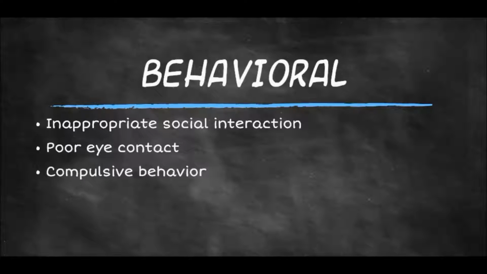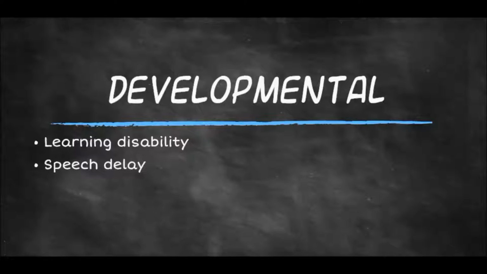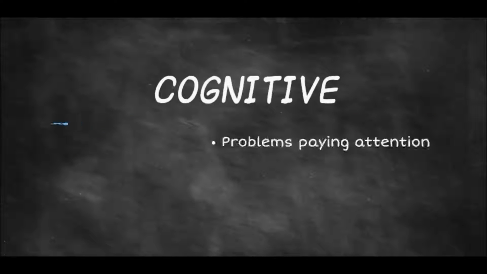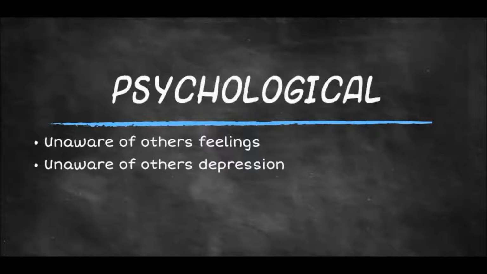For behavioral, symptoms include inappropriate social interaction, poor eye contact, compulsive behavior, repetitive movements, or self-harm. Some developmental symptoms include a learning disability or speech delay. Cognitive symptoms include problems paying attention or hyperactivity. Psychological symptoms may include being unaware of others' feelings or others' depression.